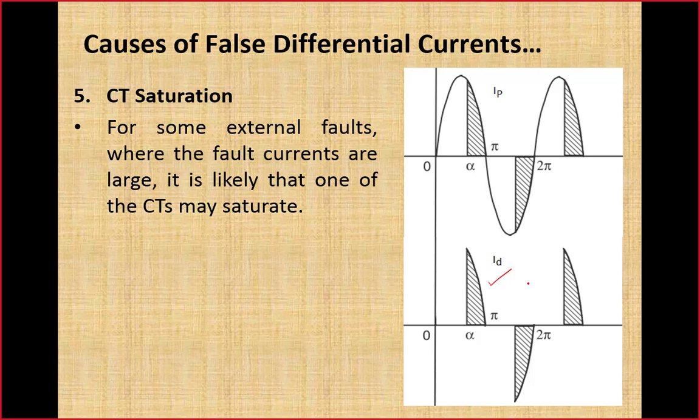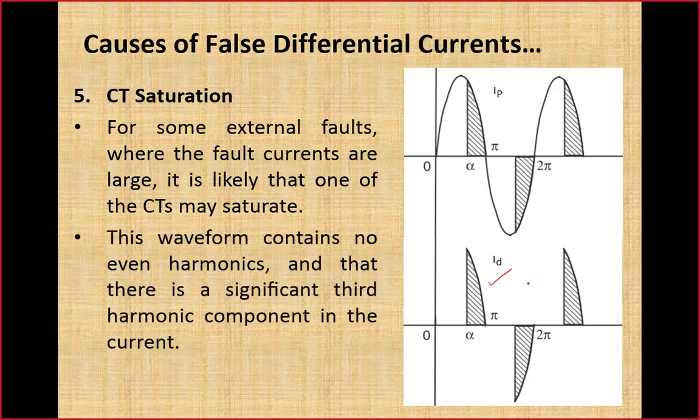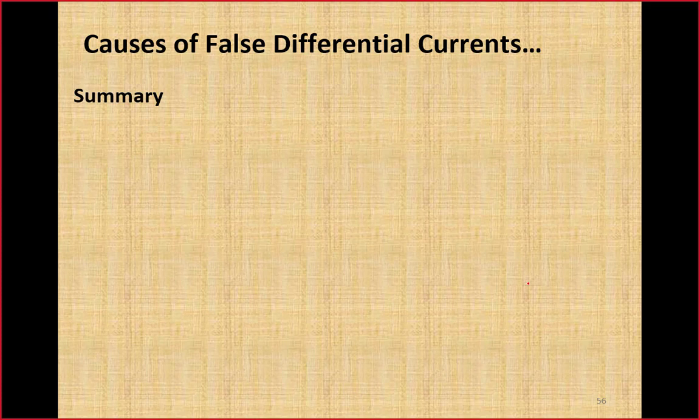So we will have to compute the imaginary part of the Fourier series as well, the imaginary coefficient, and our analysis resulted in this waveform containing no even harmonics, and there is a significant third harmonic component in this current. Only odd harmonics are there, and among those odd harmonics, third is the dominant one. So here we summarize what we have discussed about all those 5 phenomena and the harmonic components present.